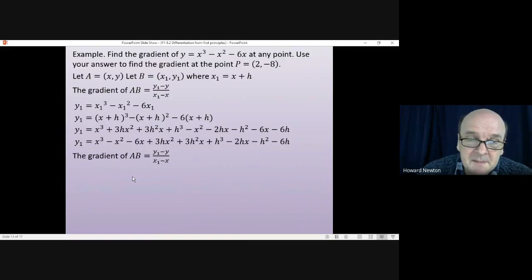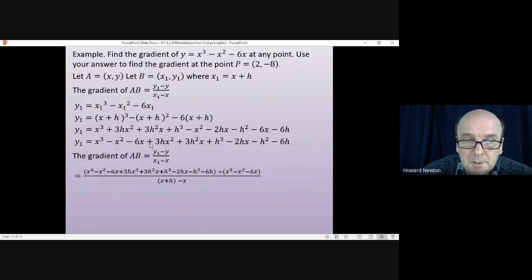Now the gradient of AB, this is what we said it is, but we now know all of those four things. We know what y1 is in terms of x, we know y, we know x1, we know x. We can substitute all four things into the formula for the gradient. And that will give this long expression, where y1 is this long expression here, take away y, which is what we have here. And on the bottom, we've got x1, which is just x plus h, take away x.